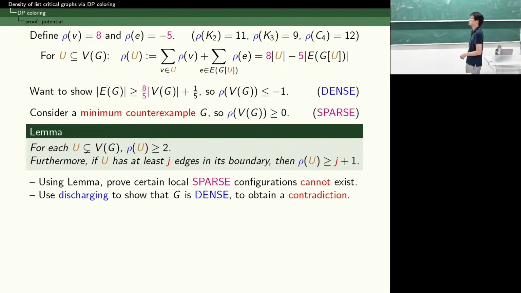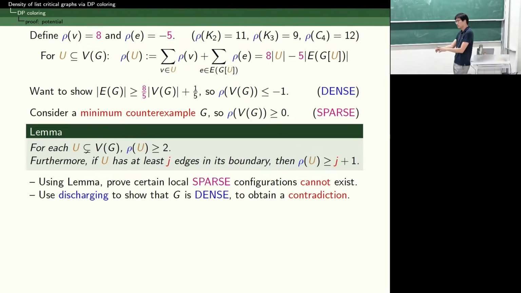But anyway, how do we use this lemma? Using the lemma, we prove that if you pick a vertex subset, then this vertex subset has to be sparse. But if it's sparse, it can't exist, right? Because if you have a sparse vertex subset, I will remove it, obtain some coloring by criticality, and then I can extend it with high probability because it's sparse. So if you look at the graph locally, it will not be sparse. So locally, the graph is not sparse, but globally, the graph is sparse. Locally it's dense.